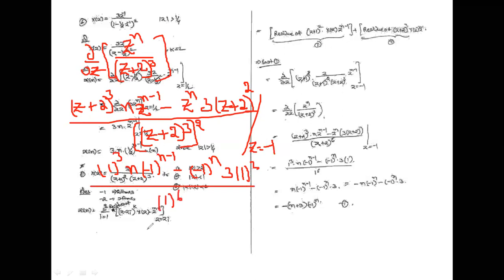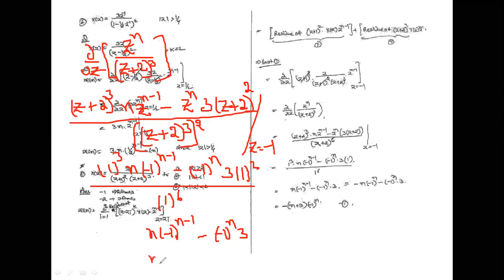What is remaining here? N into (minus 1) whole power n minus 1, minus (minus 1) whole power n into 3. 1 power 6, anything is 1 only. Got it, my dear students?